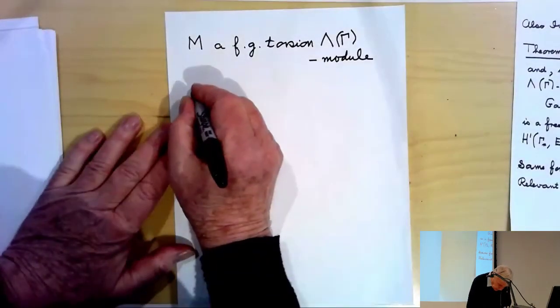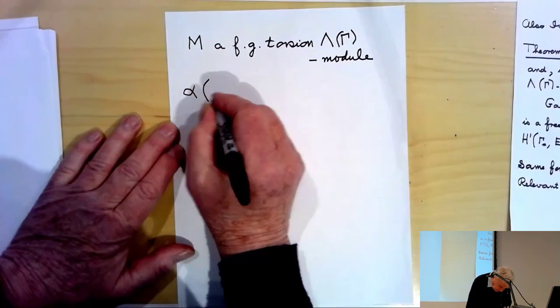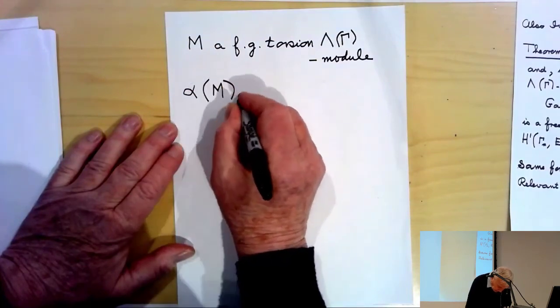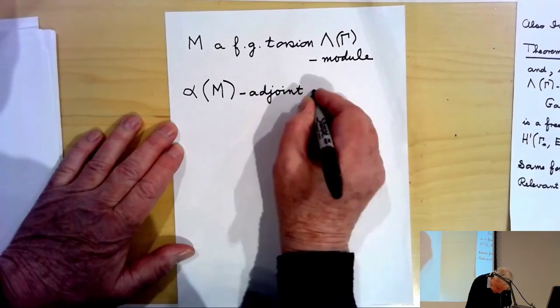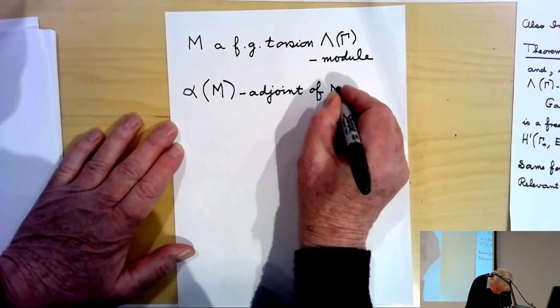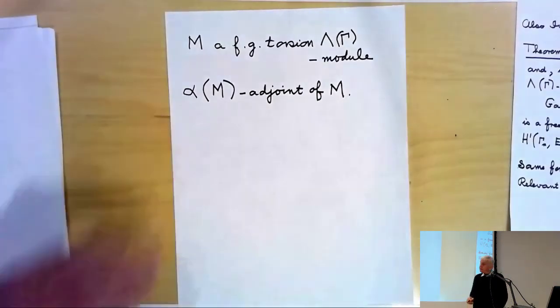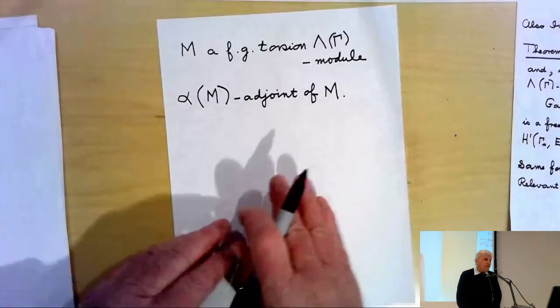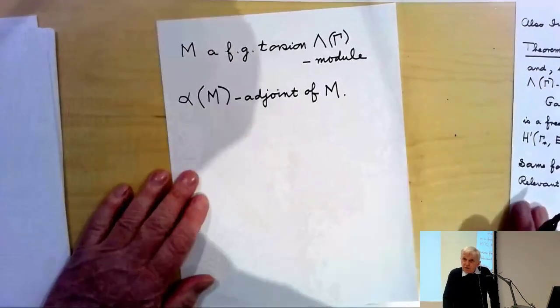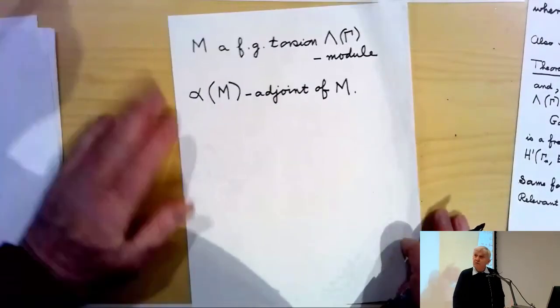Iwasawa writes down a definition of what he calls alpha of M, which is the adjoint of M. It turns out that it arises naturally in his proof, as we'll see tomorrow. It's an interesting algebraic idea, and in fact, Iwasawa defines this adjoint by a computational procedure which comes out of the actual proof.